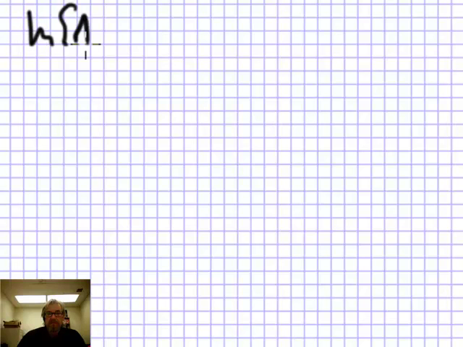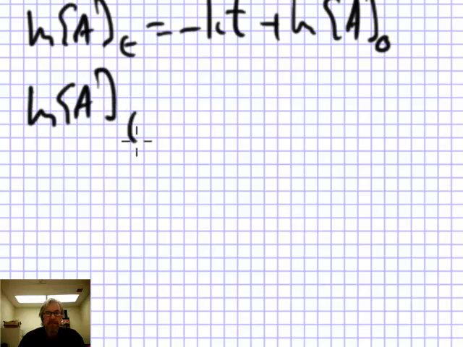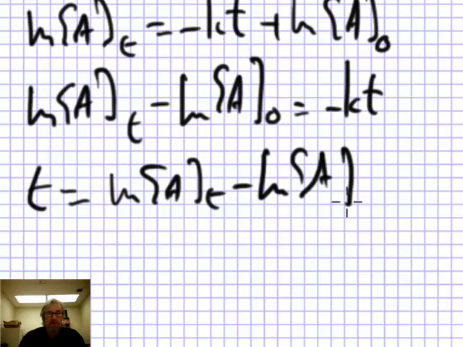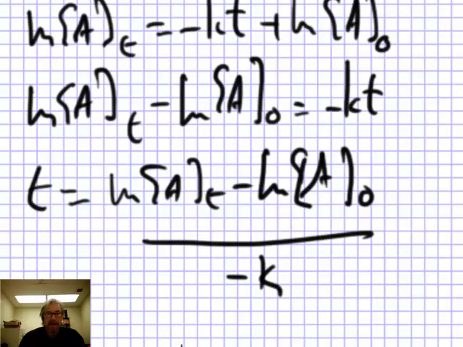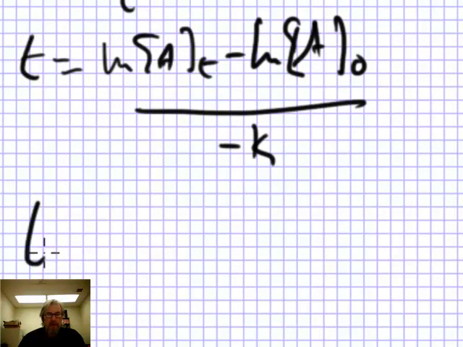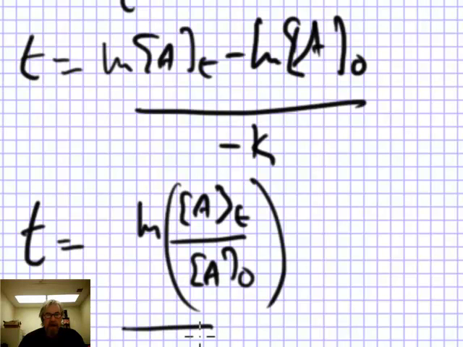For a first order reaction, natural log of A at time t is equal to minus kt plus natural log of A at time naught. Once again, I'm solving for t, so I'll subtract the natural log of concentration of A at time naught from both sides to isolate the t term, and then t would be natural log of A at time t minus natural log of A at time naught, divided by negative k. Because we're looking for a ratio here, it might be more useful to write it this way: natural log of concentration at time t over concentration at time naught, over minus k, is what our time is.